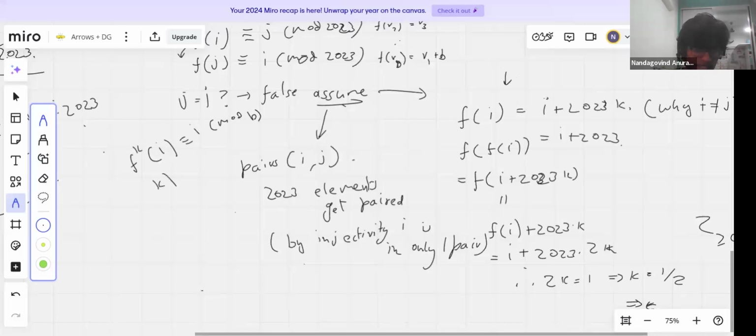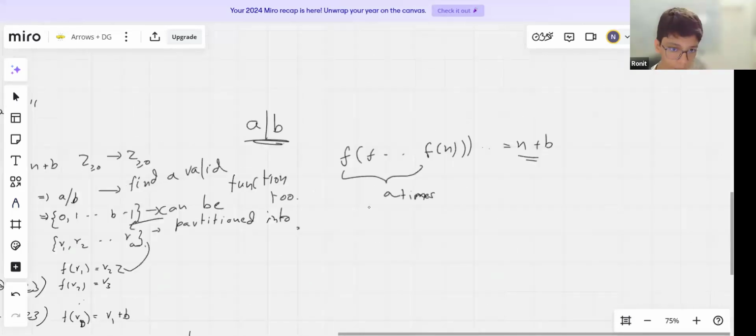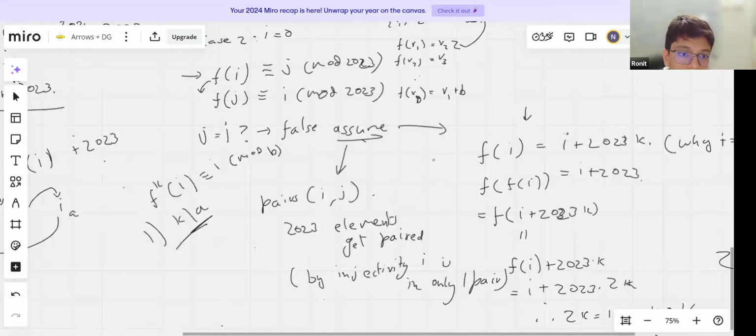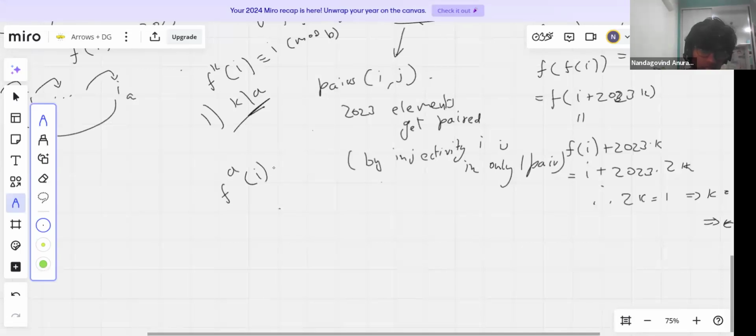Can you show that K divides A? Can we first show this? Can you do this? K divides A. So to reiterate, f^k of i is equal to i plus some multiple of b. Okay, wait, f^a of i. Is this what you want?